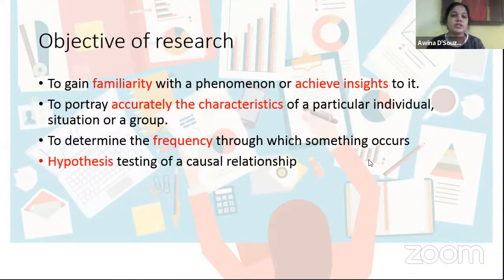Next is the objective of the research. So why do we actually conduct research? Because we need to gain familiarity. We want to know what the subject is all about. So you want to gain familiarity with the subject, and to portray accurately the characteristics of a particular individual, situation, or group.